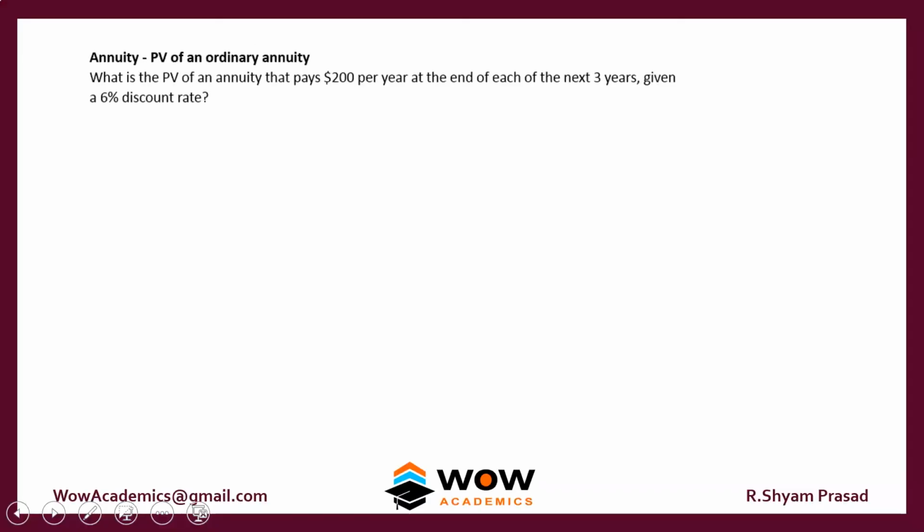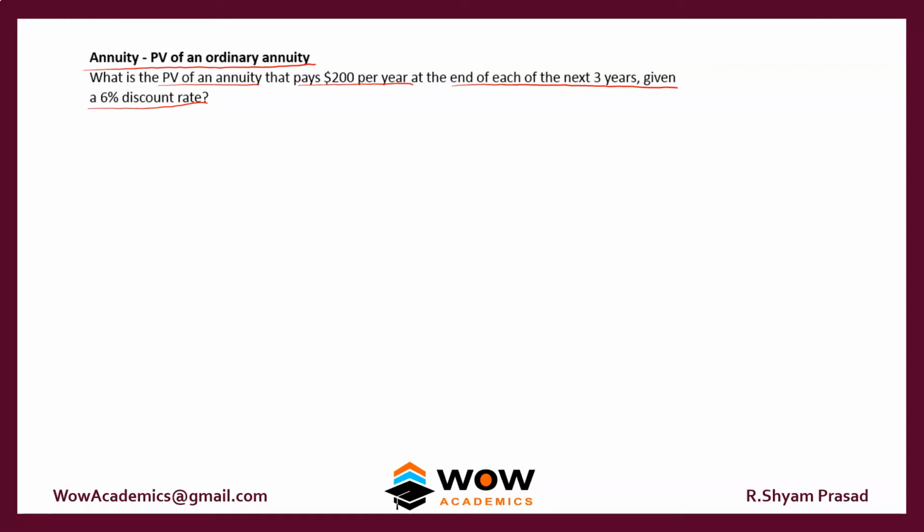So we'll move on to the next problem. It's called annuity, present value of ordinary annuity. What is the PV of an annuity that pays 200 per year at the end of each year for the next 3 years, given a 6% discount factor? Assume that someone pays you 200 rupees at the end of each year for the next 3 years and the discount factor is 6%. So what is the value of that amount today? That is what the question is.